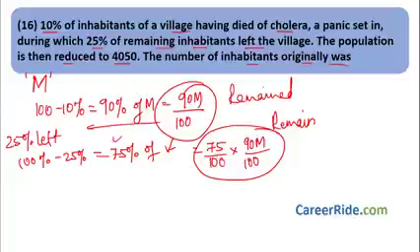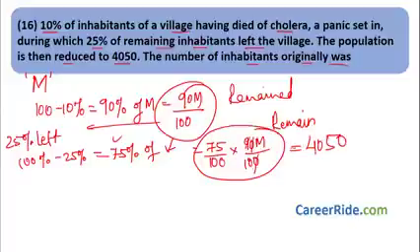So the remaining people are 75 upon 100 into 90M upon 100, but they have already given that after these 25% left, the population was reduced to 4050. That means 4050 people were only left in the village. That is nothing but this value. So these two are equal. Let's calculate and see what we get as the value.